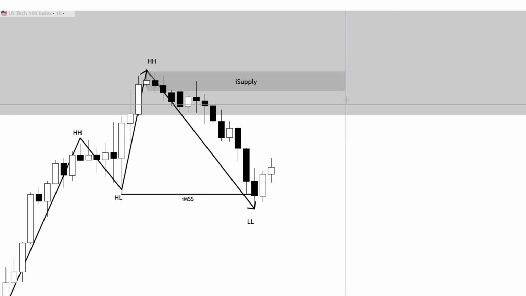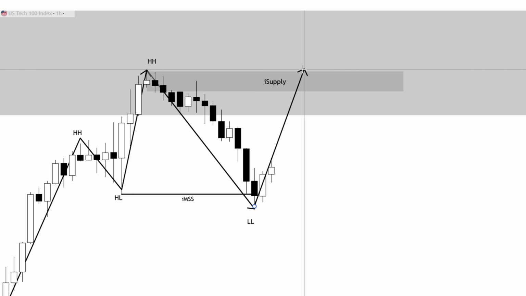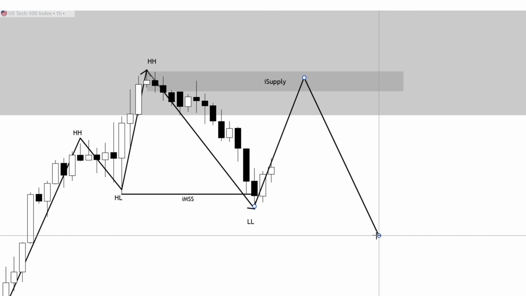And this is not only a supply, but it's an internal one. It's a low time frame supply that is inside of a high time frame supply, and the next pullback should end as a lower high. And that lower high needs to end inside of the internal supply, before eventually rejecting back down into breaking the last low. Now that the analysis is done, we can get into the planning of the setup.